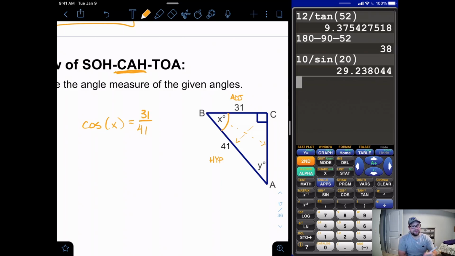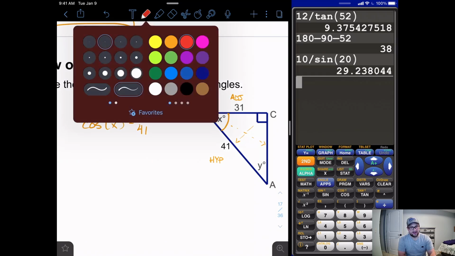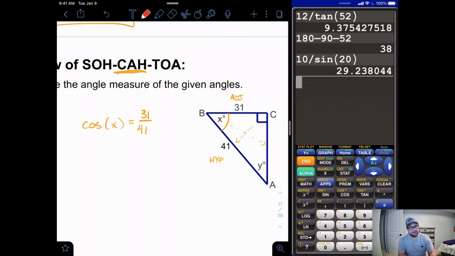So now in this situation, when you want to find the missing angle, x, what you need to do is use cosine inverse. So you're going to do cosine inverse. That is the second function on the cosine button. It should look like cosine with a little -1. And you are going to simply trade spots here. So inside the parentheses, you're going to put 31 over 41, and that's going to be equal to the angle.